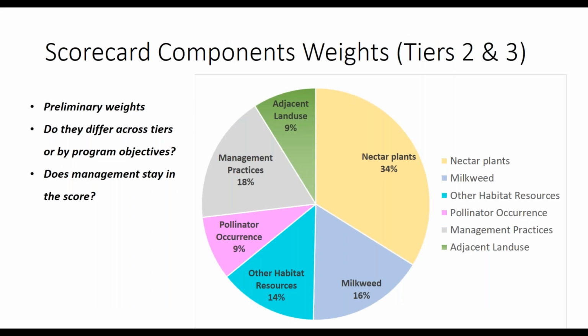We did converge on the notion that the nectar plants were probably the most important factor, and everything else we had a little bit more discussion about. We also talked about how these weights could differ according to your objectives and perhaps according to the tier that you're looking at. And again, we were debating whether management should stay in or not be part of the score.